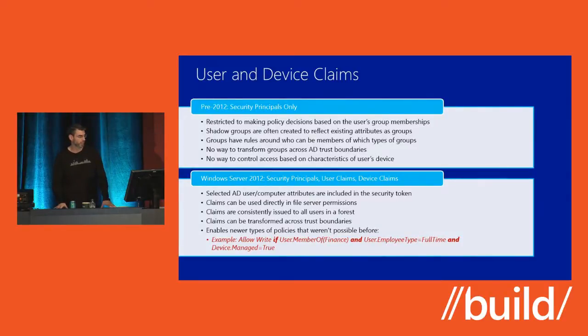Now, in 2012, this is the after. We do have this notion of claims and attributes being used in the policy. And these policies can be used cross-forest through these transformations. They can create these intent scenarios that before we just weren't able to do. Now you have one here, and it's using just groups, and there's a reason for that. But first look at this one here: Allow write if user.memberof the finance group and user.employee equals full-time and device.managed equals true. So you can see we could never have done that prior to Windows Server 2012.